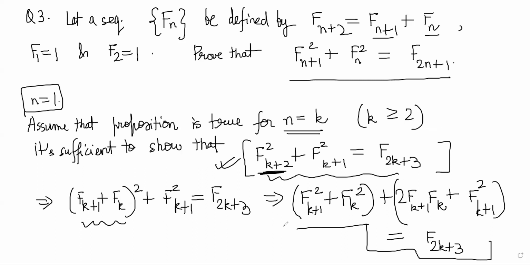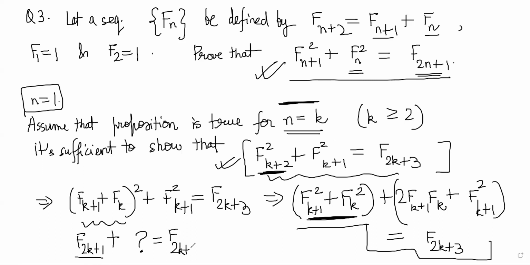Now, in order to prove this, we know that f of k plus 1 whole square plus f of k square will be equal to f of 2k plus 1, right? Because we have assumed the truth of that statement for n is equal to k. So f of k plus 1 whole square plus f of k square is equal to f of 2k plus 1. F of 2k plus 1 plus something should be equal to f of 2k plus 3. That is what we need to show here.